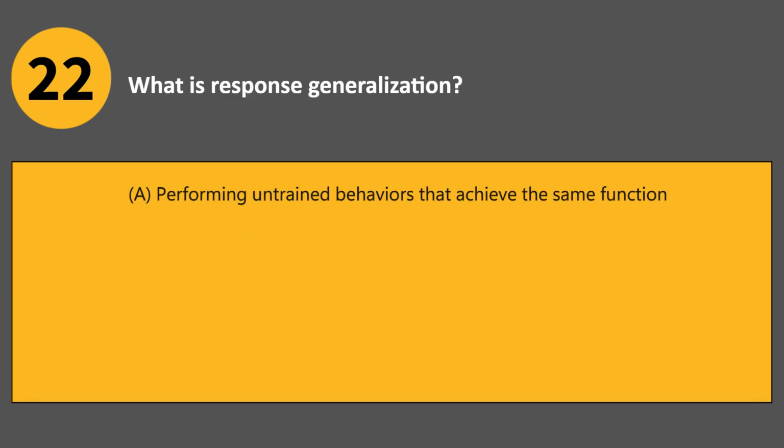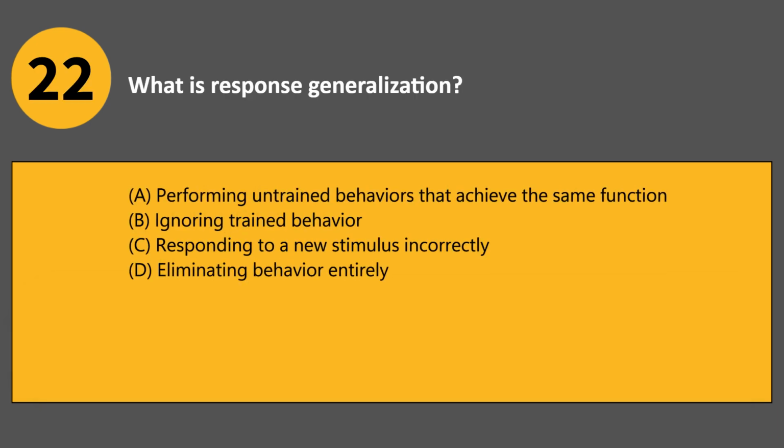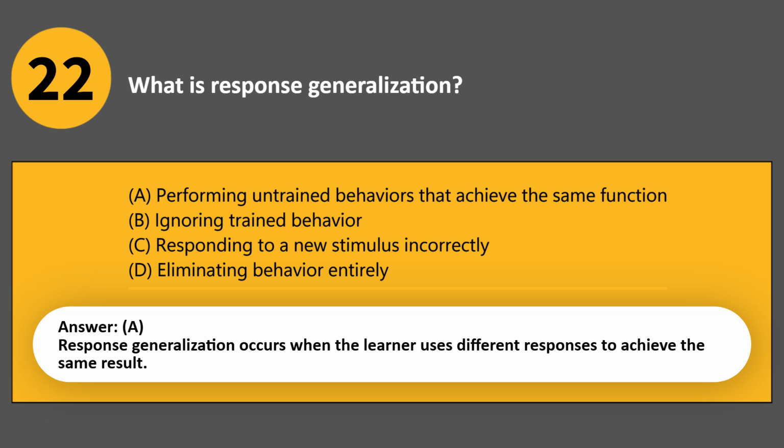What is response generalization? A. Performing untrained behaviors that achieve the same function. B. Ignoring trained behavior. C. Responding to a new stimulus incorrectly. D. Eliminating behavior entirely. Answer: A. Response generalization occurs when the learner uses different responses to achieve the same result.